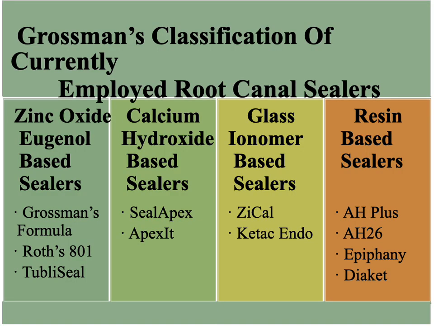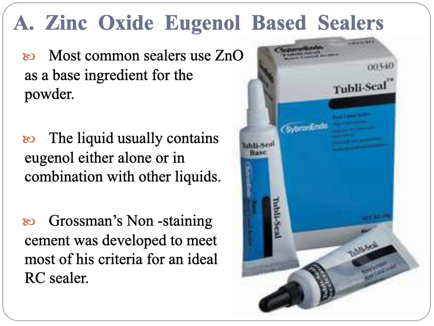So broadly, root canal sealers can be classified as zinc oxide eugenol based sealers, calcium hydroxide based sealers, glass ionomer based sealers, and resin based sealers. The examples of each are given below. So these are the commercially available different systems of root canal sealers. We'll first look at zinc oxide eugenol based sealers.